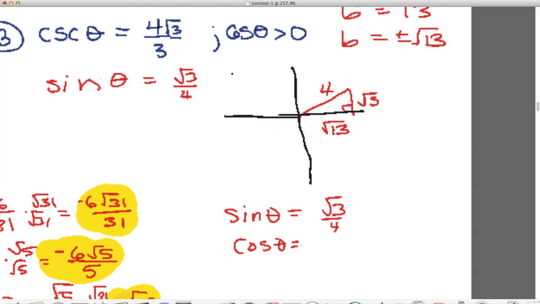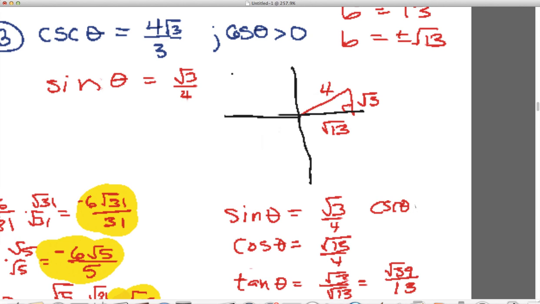So that would be root 13 over 4, tangent theta would be root 3 over root 13, which when you rationalize that, you can check my work if you want to, it would be root 39 over 13. And then when I flip it, it's going to be 4 root 3 over 3.